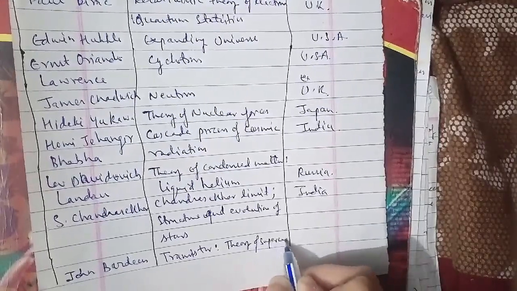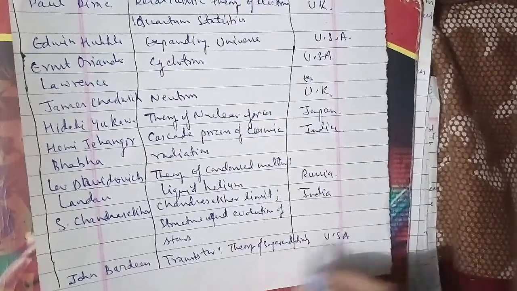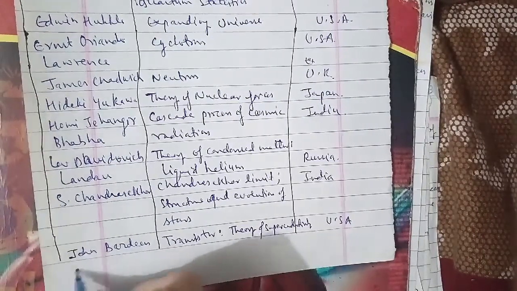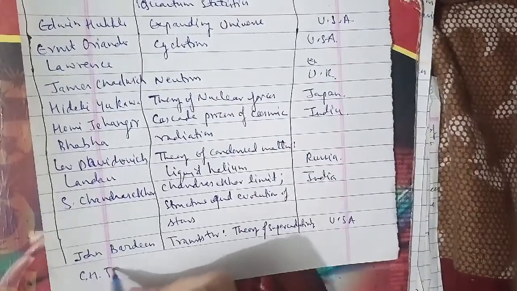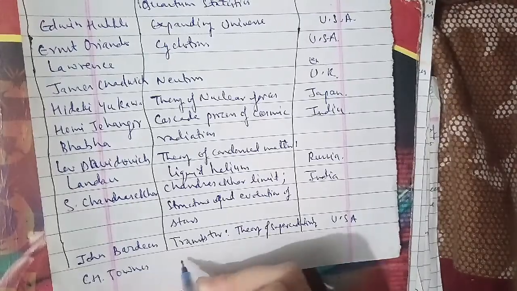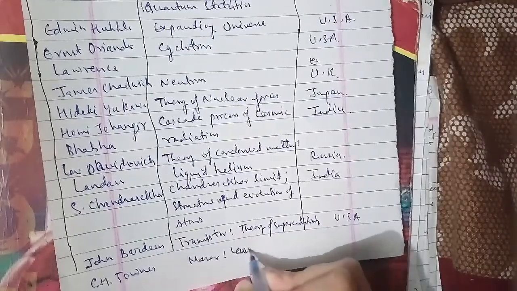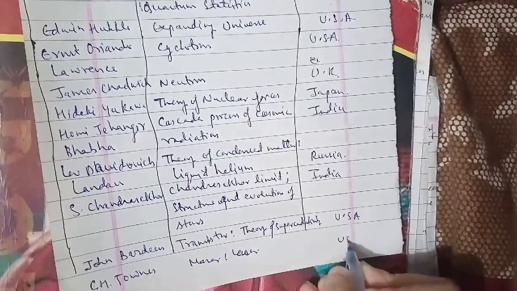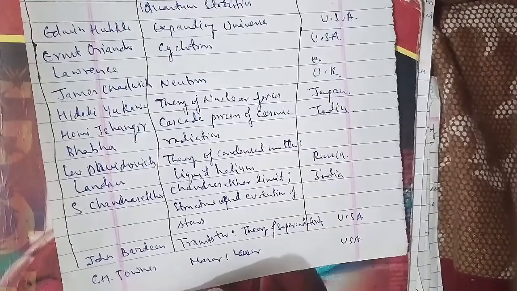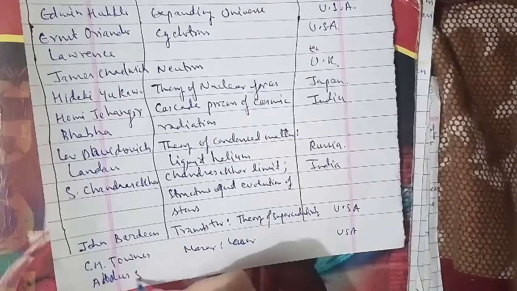Another we have, the last physicist, is Abdus Salam. His major contribution and discovery is the unification of weak and electromagnetic interaction, and he is from Pakistan.